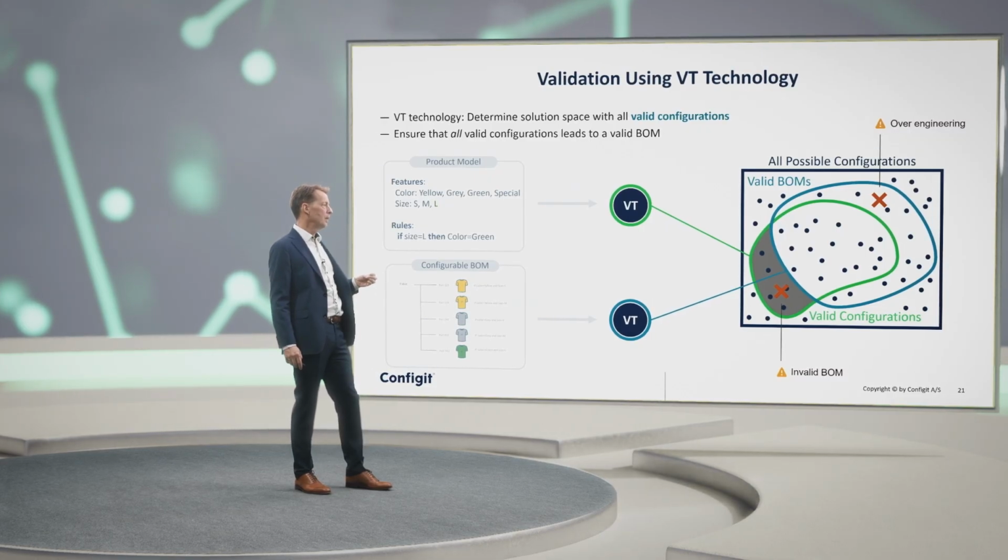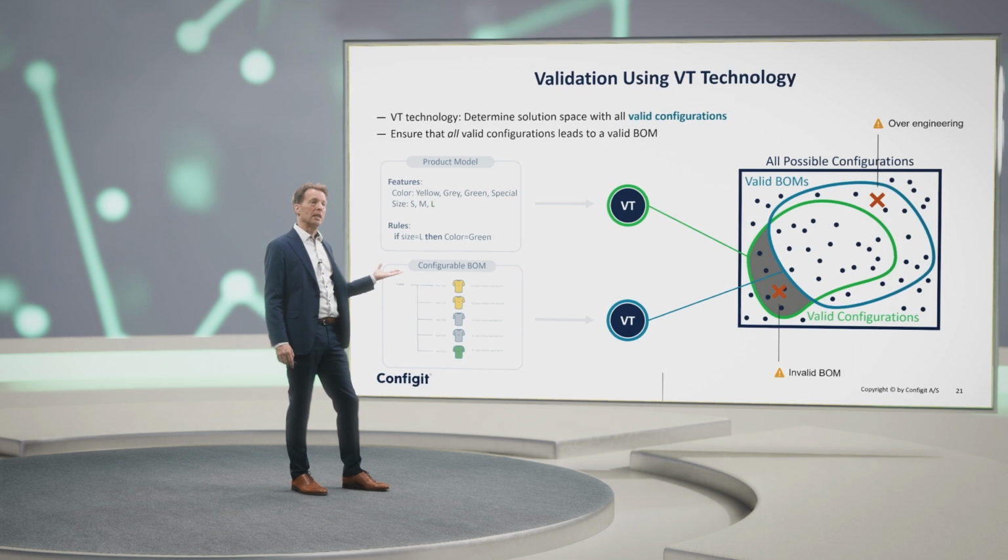So the solution spaces are super powerful to do this type of analysis, because they can do it over these very large numbers of combinations, 10 to the 21 possible combinations. That's what the VT technology can handle. So that's how you do validation.